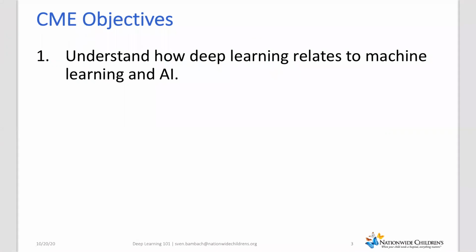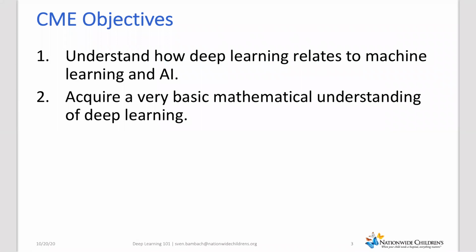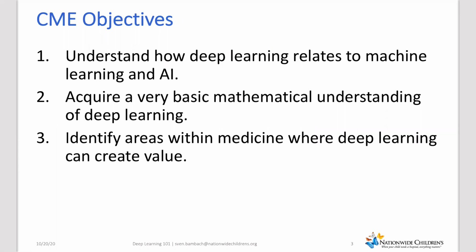So with that, I had to define CME objectives for making this talk. I thought these CME objectives can also function as the table of contents for what we're trying to cover here. The first thing is to understand how deep learning relates to machine learning and AI, and have an understanding about where these terms come from. Once we've done that, we're going to try to acquire a very basic mathematical understanding of deep learning. And lastly, identify areas within medicine where deep learning can create value. So those are the objectives, and that's roughly the table of contents of this talk.